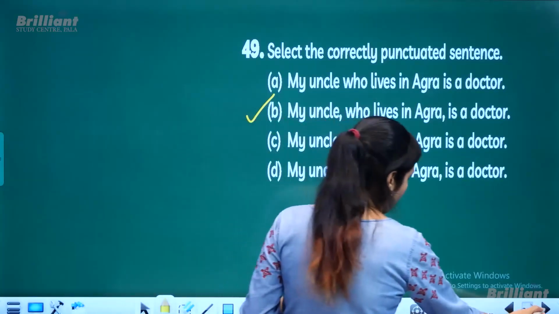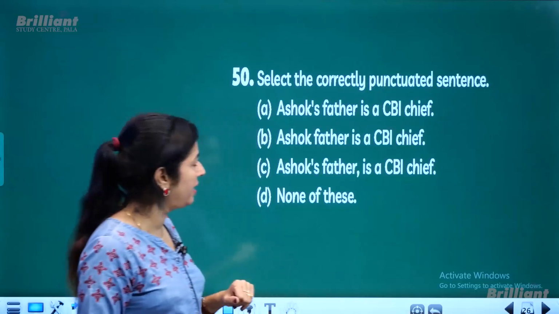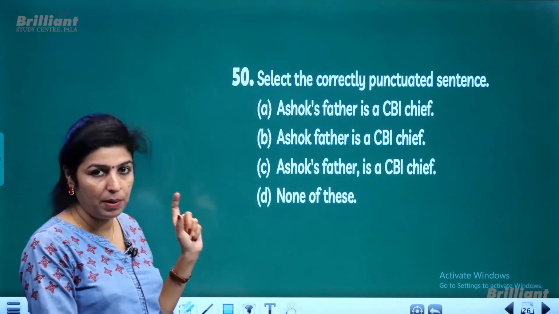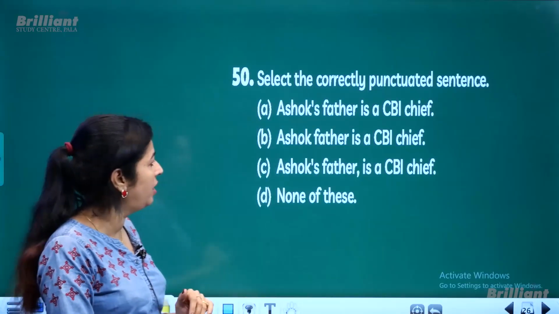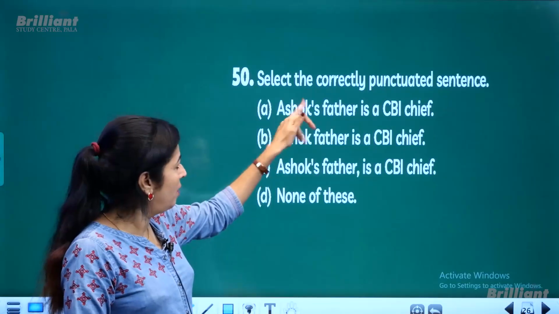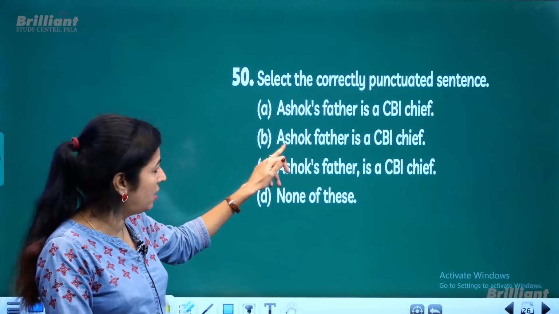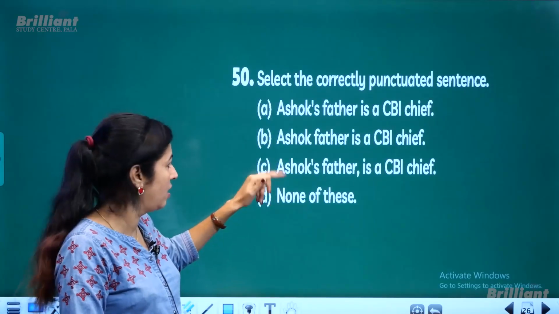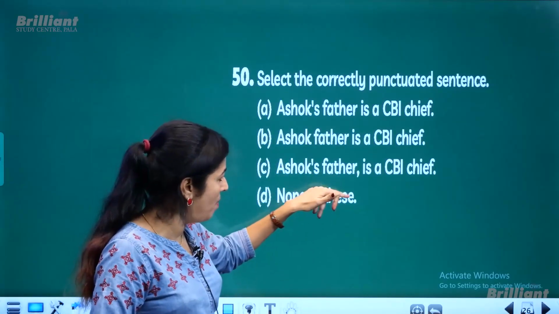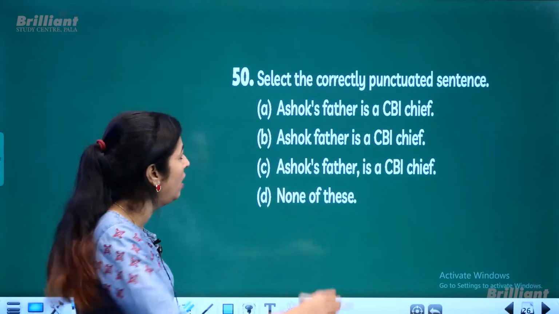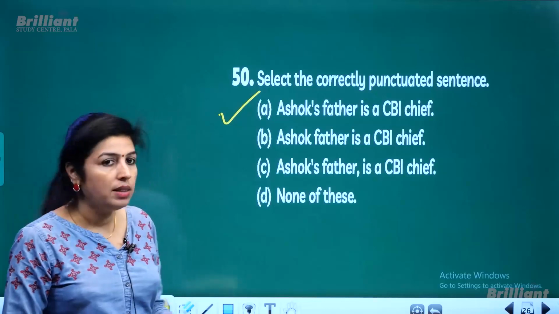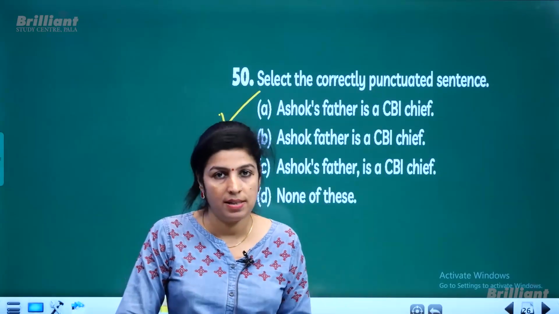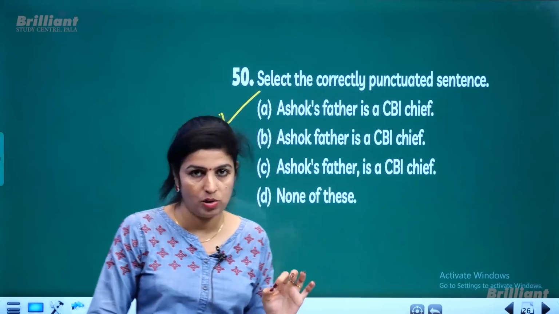Now one more sentence with correct punctuation that you have to choose. Ashok's father is a CBI chief. With apostrophe S. Ashok father, here Ashok's is not used. Then Ashok's father, comma, here this comma is not required. So the first one is correct. Ashok's father is a CBI chief. There are no clauses, there are no many sentences. Only one sentence, one fact is related. So this is the correct one.